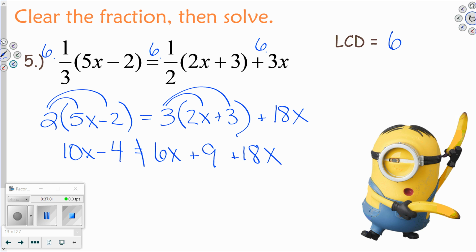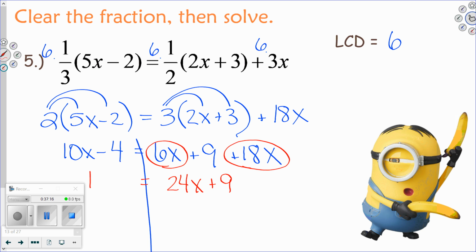Good. Again, keep track of where that equal sign is. But over here I do have like terms, and if they are on the same side, don't do the opposite. That's just 6x plus 18x, which is 24x. Bring everything else down, and then we'll go from there. All right, I'm going to subtract 10x. Again, you can do it in a different step here. It's okay. I like to move my variables first. So negative 4 equals 14x plus 9.